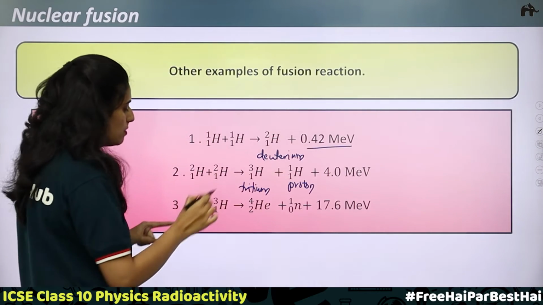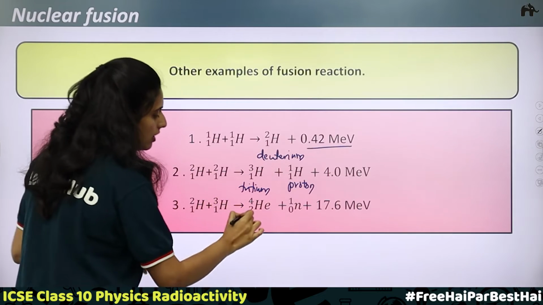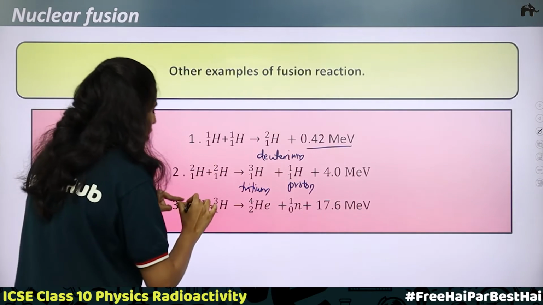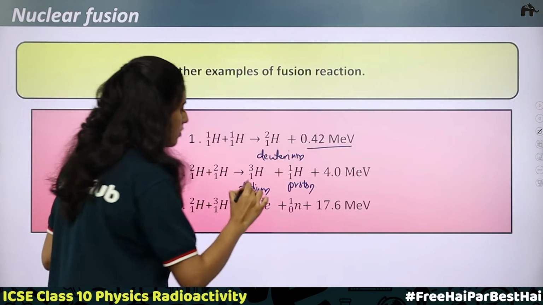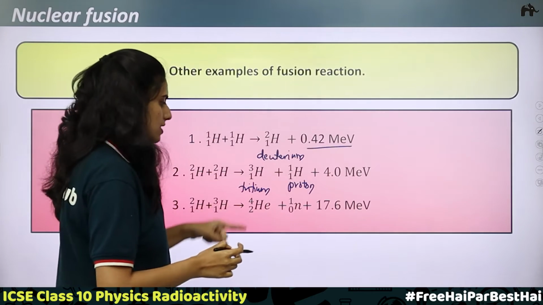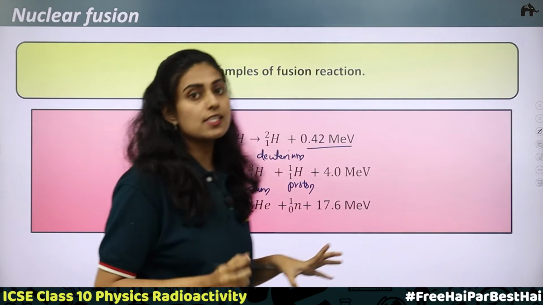Check the atomic and mass numbers. 1 plus 1, 2. Here we have 2. This is 0. 2 plus 0, 2. 2 plus 3 is 5. 4 plus 1 is 5. So, atomic number and mass number is again conserved. So, energy released is 17.6 MeV.